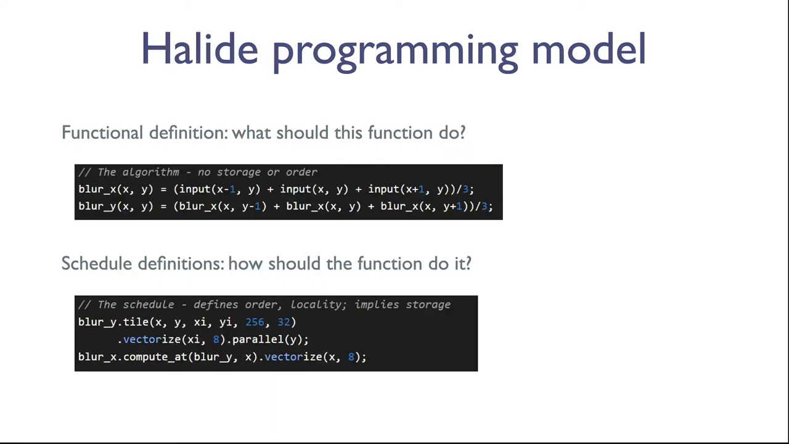So there are a number of different options out there for tackling this problem. For example, the Halide programming model has a functional definition that says, what should this function do? And then it allows for schedule definitions that say, how should the function do it? And there are some benefits to this. It's easy to read, and it's easy to explore. But there are some downsides. It requires good lowering machinery, and it still needs manual schedule exploration.